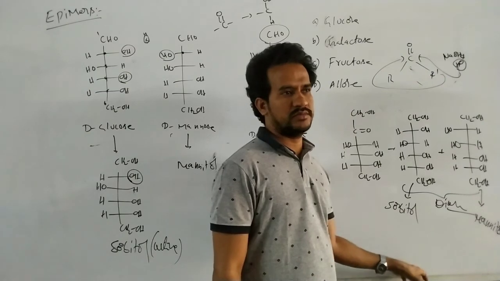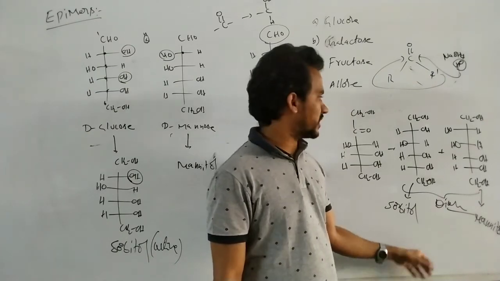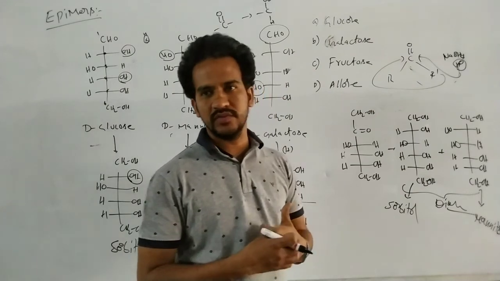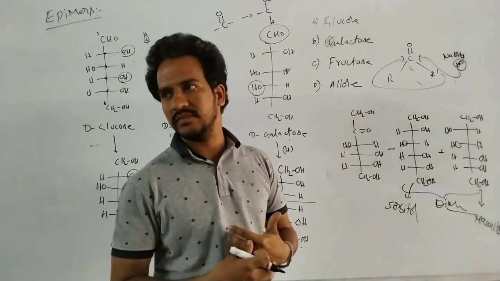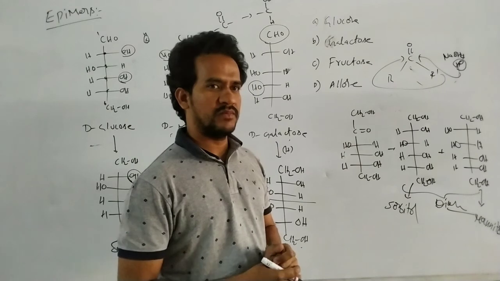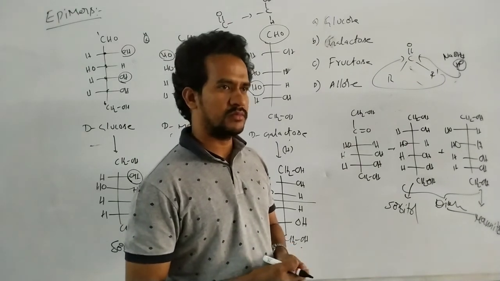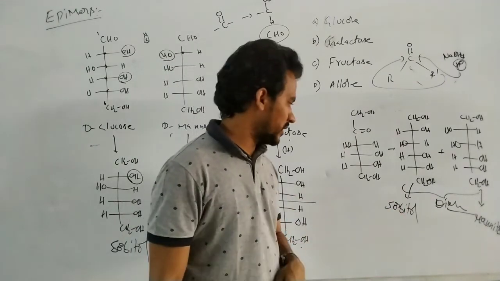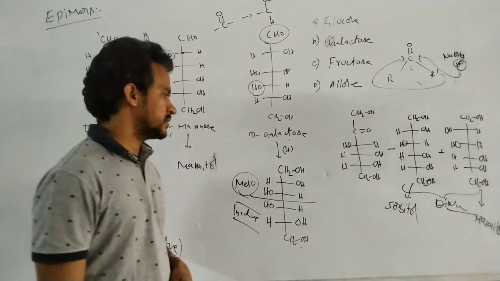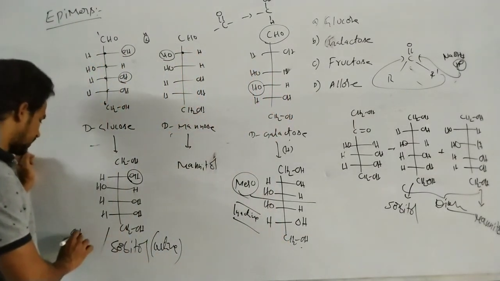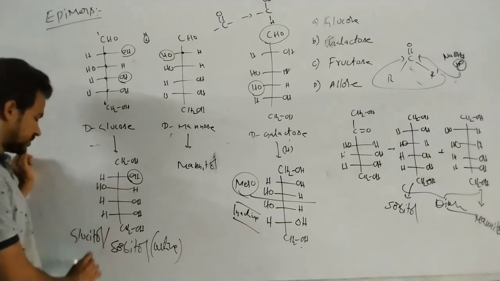These two are diastereomers. They have a different configuration at the second carbon only. The configuration at all the remaining carbons is the same. You can say these are epimers, sorbitol and mannitol. Sorbitol is also called glucitol, I think.